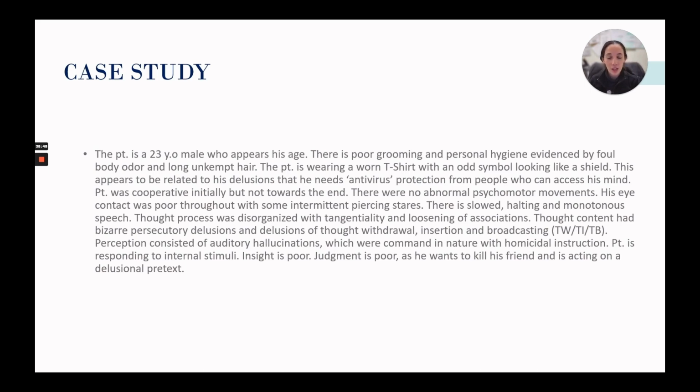Perception consisted of auditory hallucinations, which were command in nature with homicidal ideation. Patient is responding to internal stimuli. Insight is poor. Judgment is poor. He wants to kill his friend and is acting on delusional pretext.